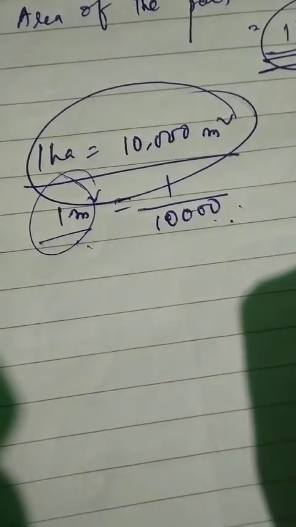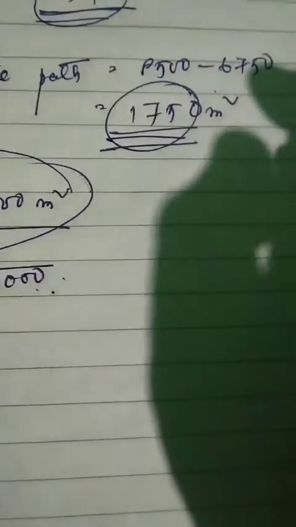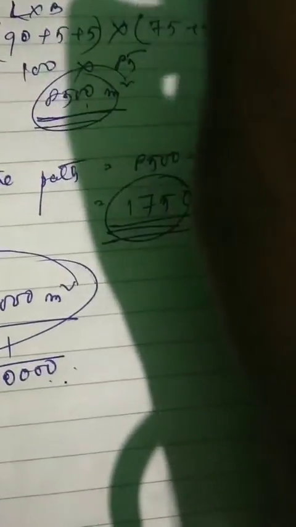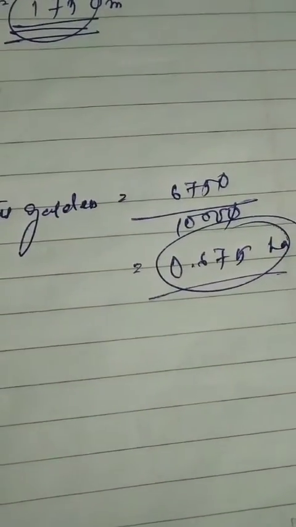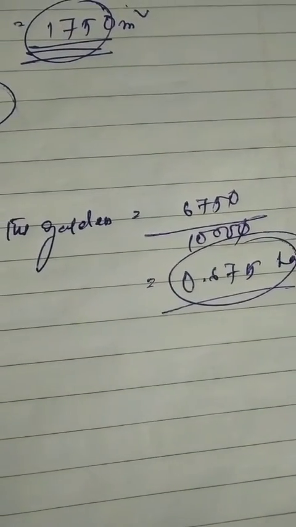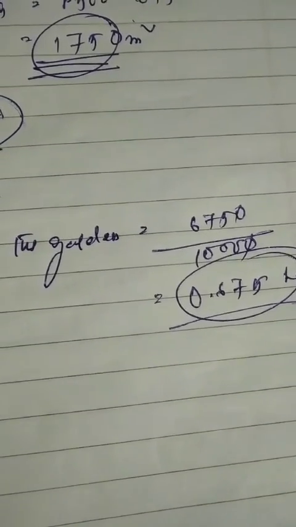So what was the area of the garden? 6750 was the area of the garden, only the garden, excluding the path. So the area of the garden is equal to 6750 by 10,000. A zero got cancelled. 0.675 hectare is the answer. So children, this was question number 1. Similar questions will surely come in the exam.